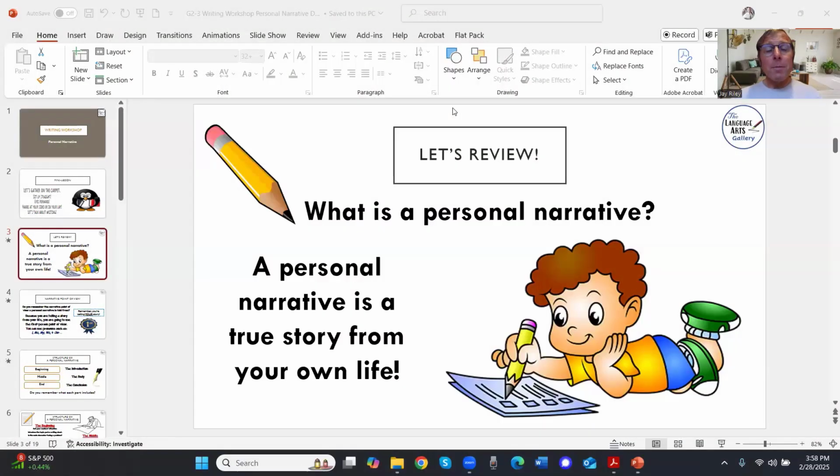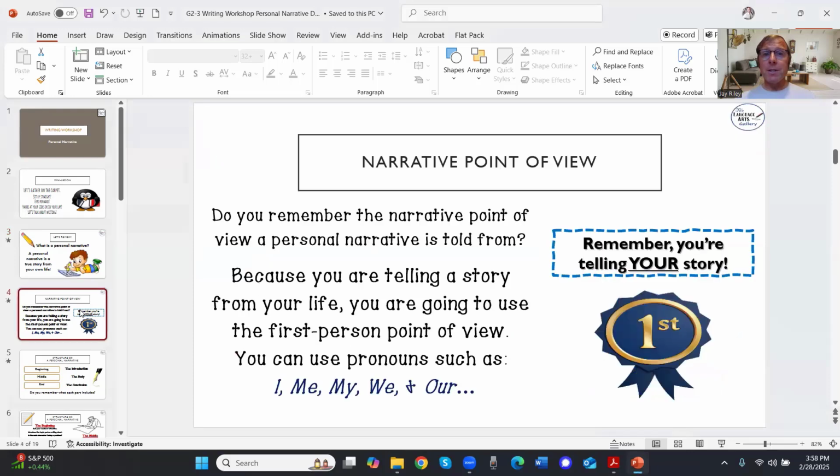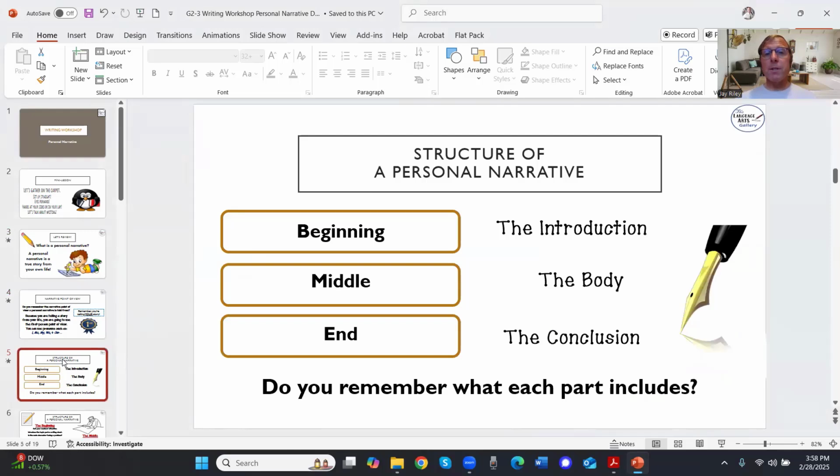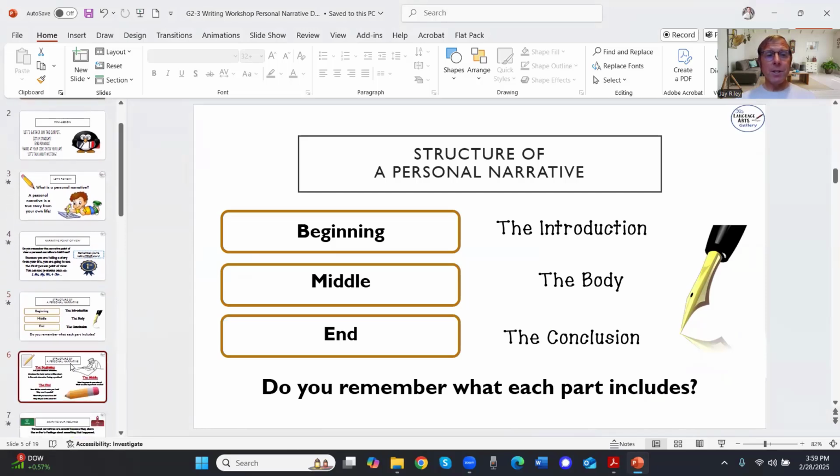So let's go ahead and get started with our lesson. By now, our students should be familiar with what a personal narrative is. We told them that it's a true story from their own life. And because they're telling a story from their own life, they're going to use first-person pronouns like I, me, my, we, and our. And that, like all good writing, a personal narrative has a beginning, a middle, and an end, or an introduction, a body, and a conclusion.